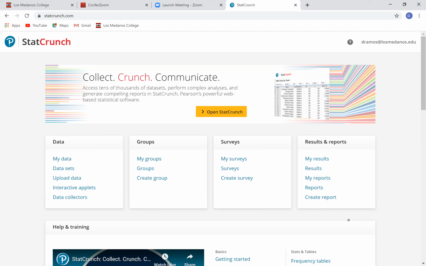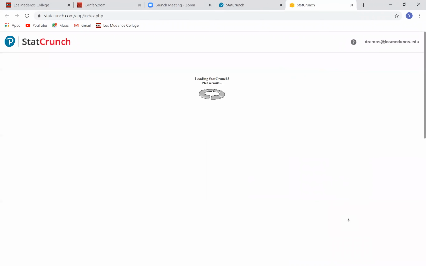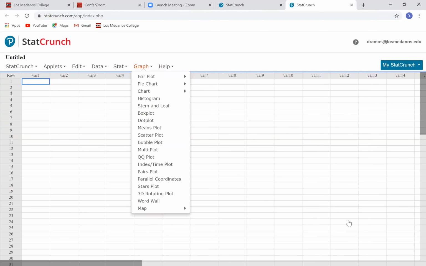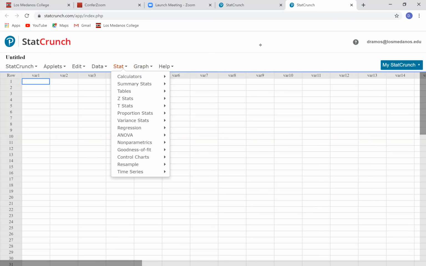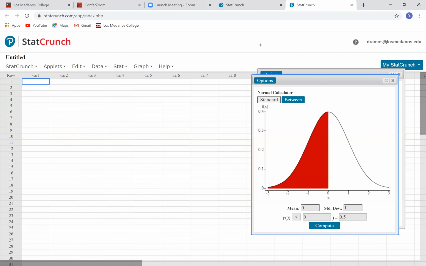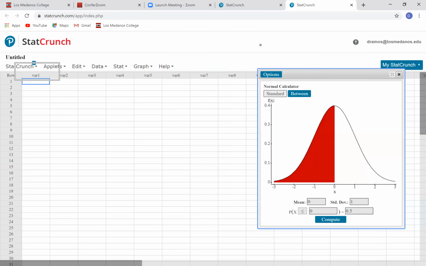Okay, good. So open my StatCrunch. The goal of this is to be able to calculate the percentage of the shaded area represented by the jumbo egg. If you look at the graph, you won't see a normal distribution there because it's supposed to be a calculation. So you go to Stat, go to Calculators, and if you look at the drop down menu, one of them is Normal distribution. So I'm gonna click that, and you'll get a normal distribution graph.